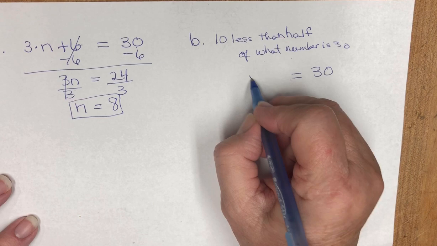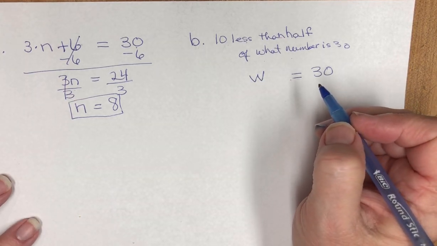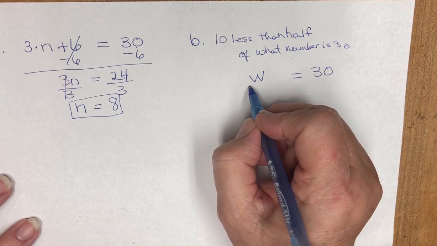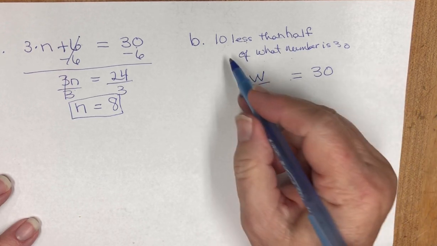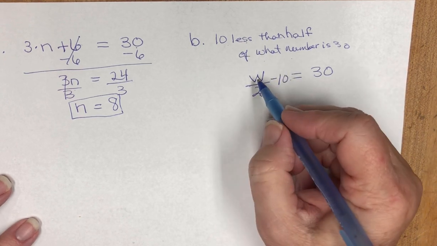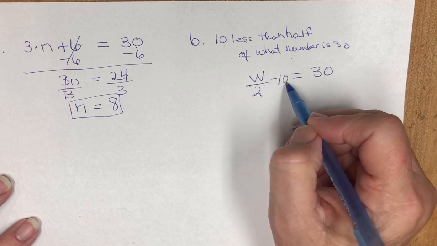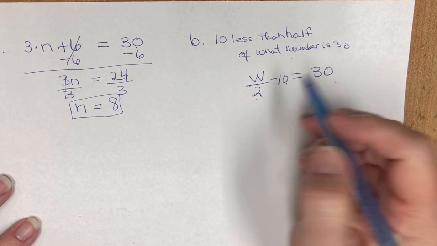Well, the what number is our W. That's our variable. And we know if it's half, we're going to divide it by 2, right? But then it says it's 10 less than that. So now we're going to subtract 10. So 10 less than half of what number is 30?